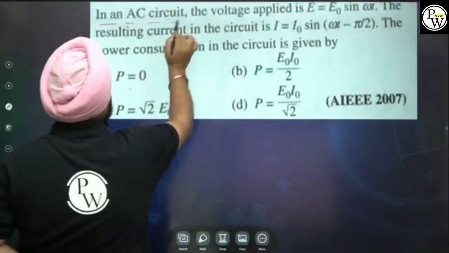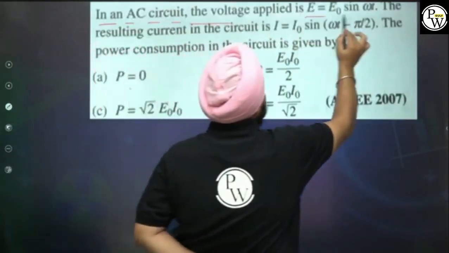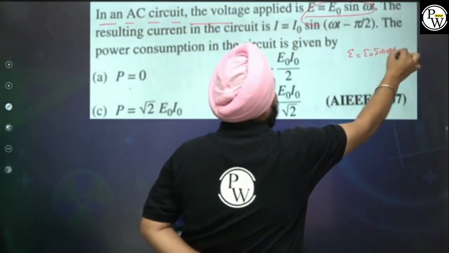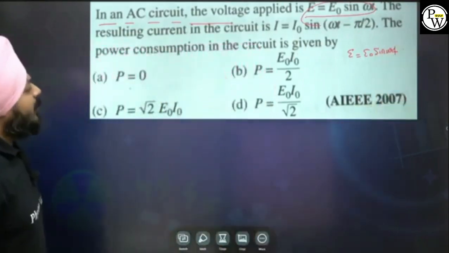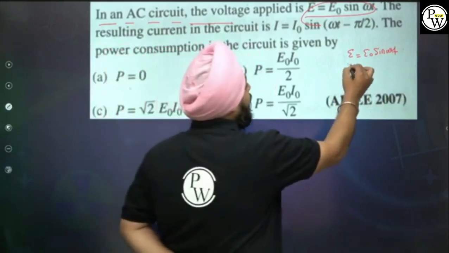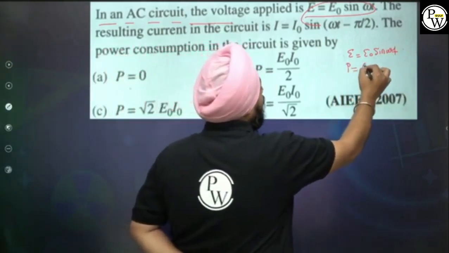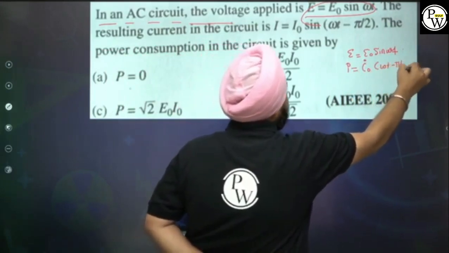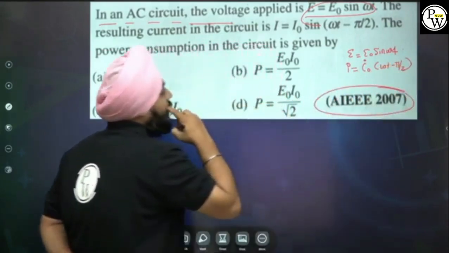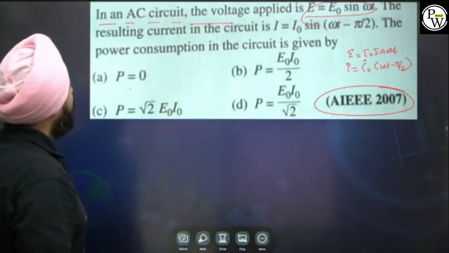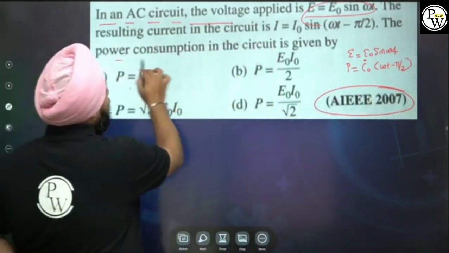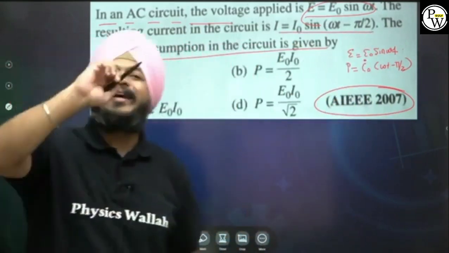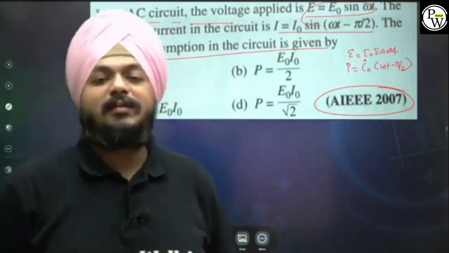In an AC circuit, the voltage applied is E naught sine of omega t. This is the equation of the voltage supplied to the circuit. The resultant current is given as I naught sine of omega t minus pi by 2. This is a very simple question asked in IEEE 2007. The average power consumption in the circuit is asked. Directly you can select this part.